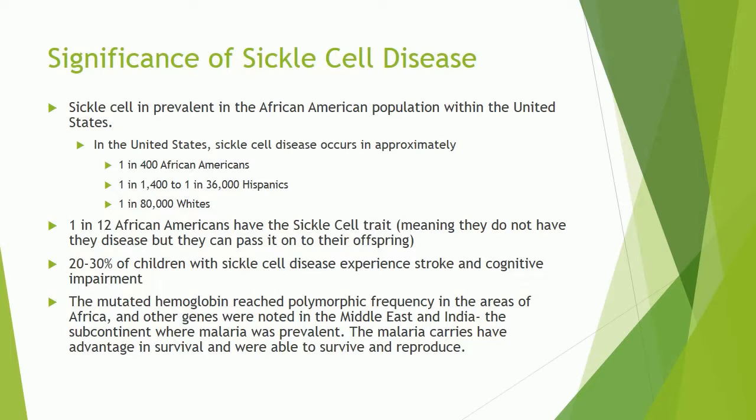The mutated hemoglobin reached polymorphic frequency in the areas of Africa, and other genes were noted in the Middle East and India, the subcontinent where malaria was prevalent. The malaria carriers had an advantage in survival and were able to survive and reproduce.